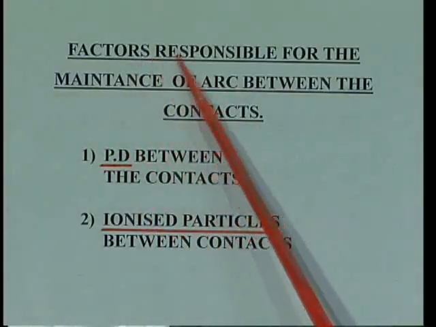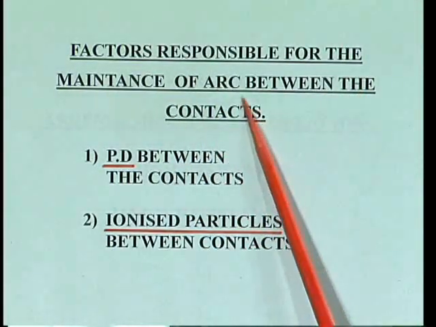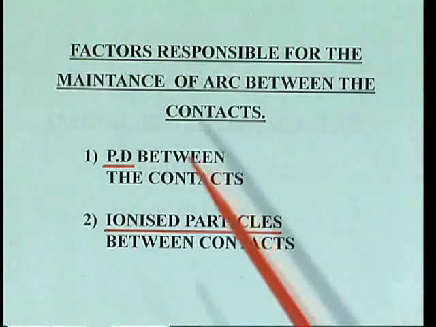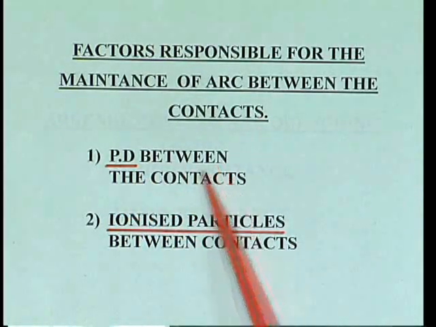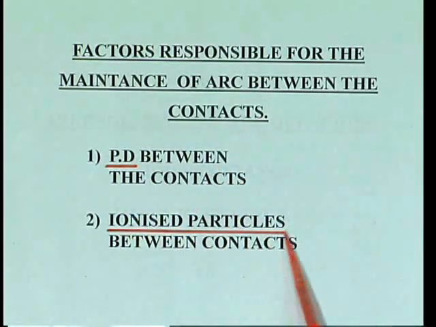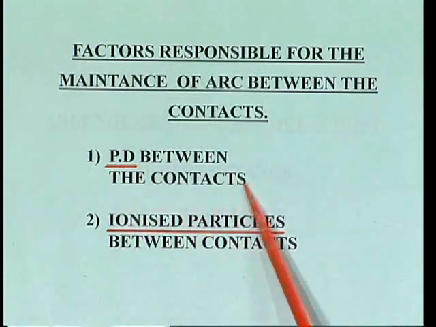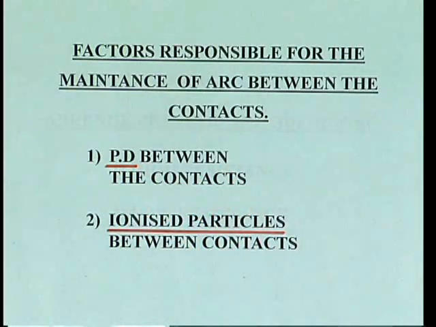So here also are the factors responsible for the maintenance of arc between the contacts. These are the responsible factors for the maintenance of arc resistance between the contacts. One is PD between the contacts, second one is ionized particles between the contacts. The first one is PD, which is nothing but potential difference between the contacts. So how this is affected, now we will see.